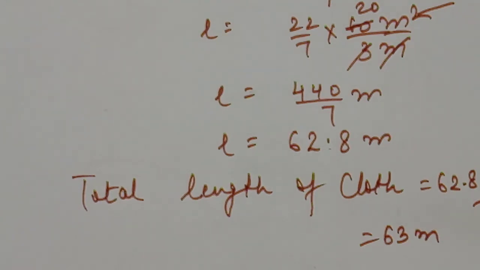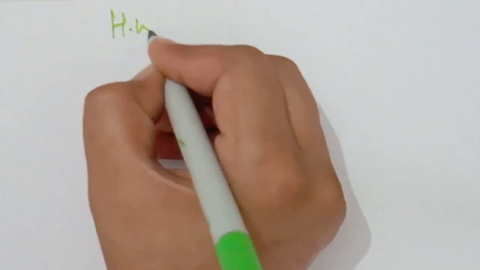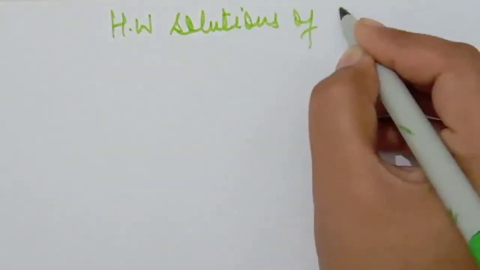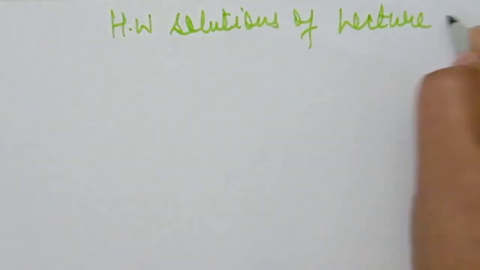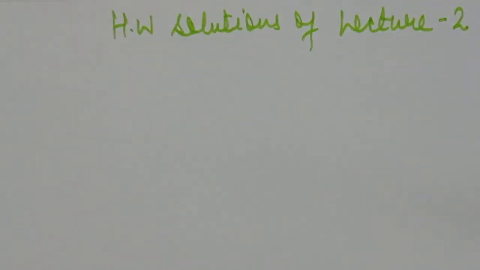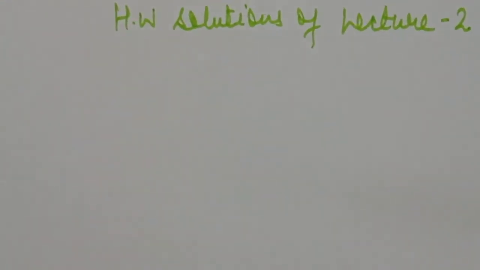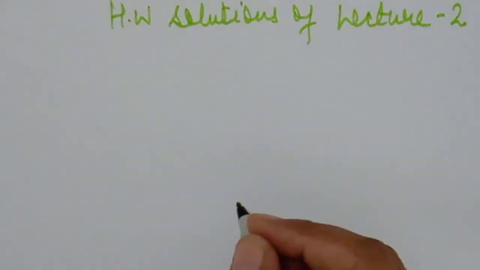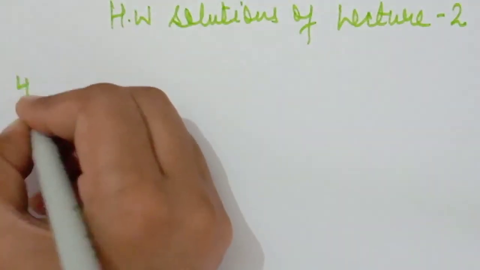Okay students, now we have to solve some questions from your homework solutions of lecture 2. In lecture 2 we discussed cylinder, and I gave you the questions of exercise 13.2. So we will discuss some questions from exercise 13.2. In 13.2 we will take the first hint of question number 4.